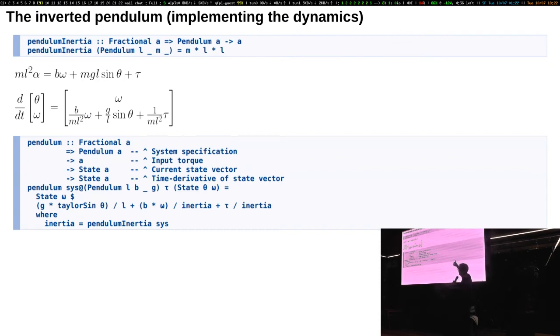But so here's the implementation in Haskell. It's actually pretty similar. We've got our gravity term, our damping term, and our torque term. We're taking a state vector and the system specification, and we're going to produce a new state vector, which is the derivative.